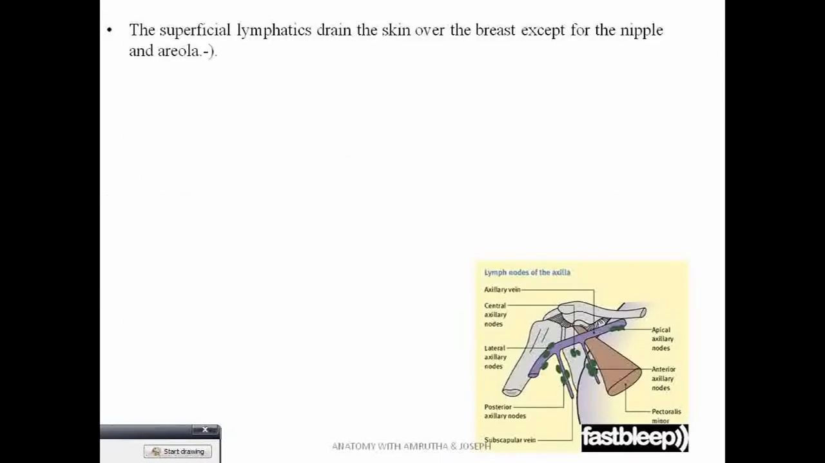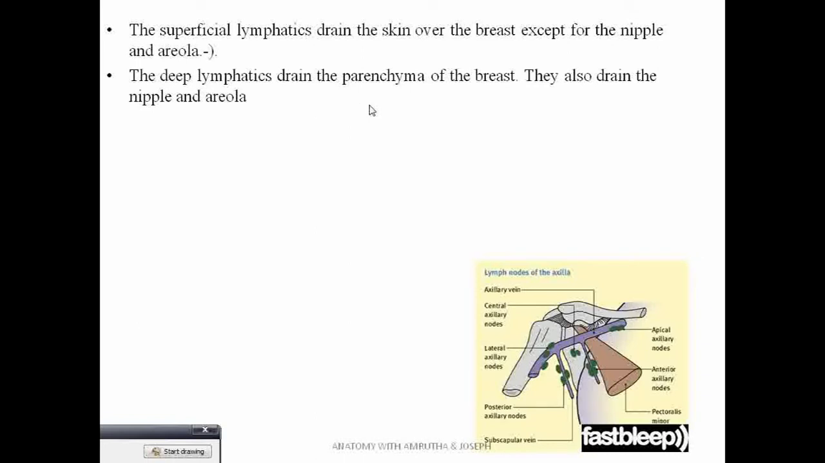Now we can divide the lymphatic drainage of the mammary gland into two sections: superficial lymphatics and deep lymphatics. Superficial lymphatics drain the skin over the breast except for the nipple and areola. So usually the superficial lymphatics drain the skin, but they are not going to drain the nipple and the areola.